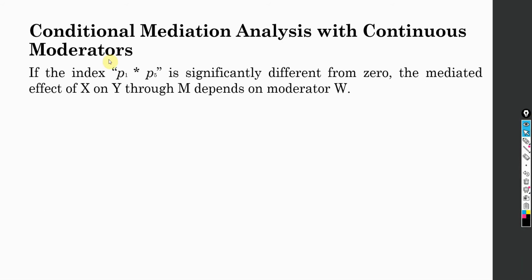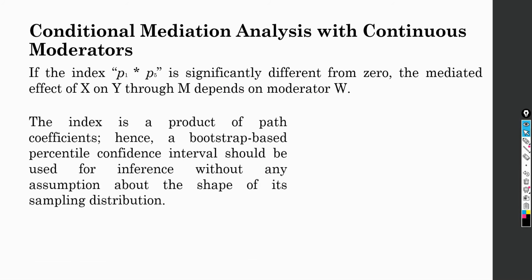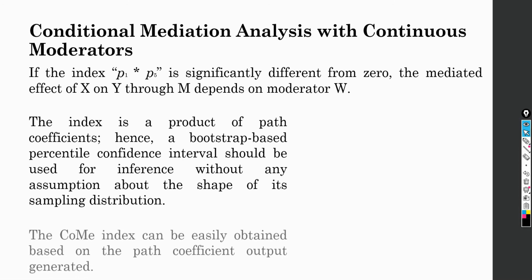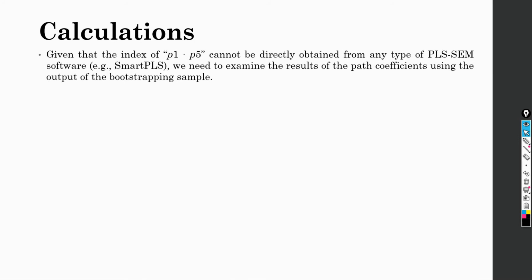If the index P1 into P5 is significantly different from 0, the mediated effect of X on Y through M depends on the moderator. That is, you do have a conditional mediation effect. Again, we will use bootstrapping and we will get our results and then calculate the index. So how to do this? Let's go to SmartPLS directly and let's see how it is done.